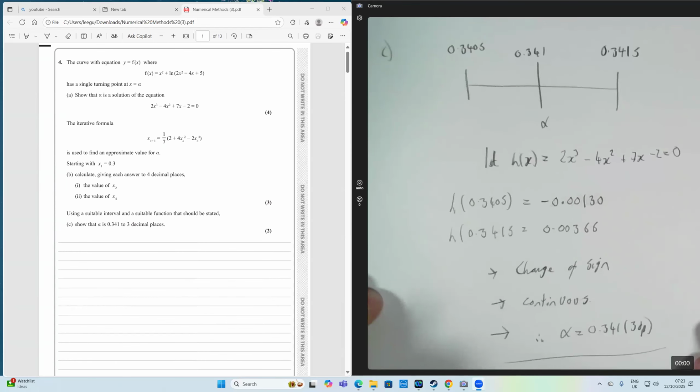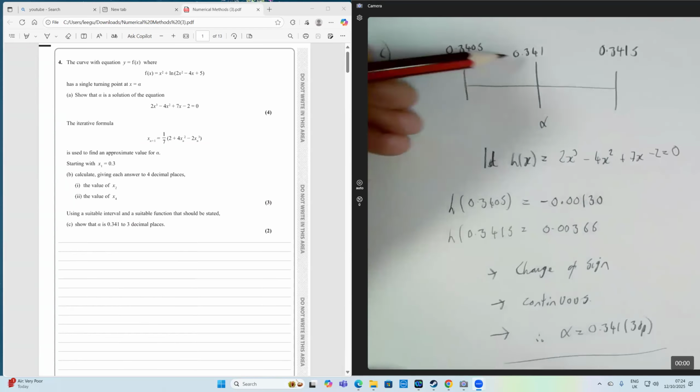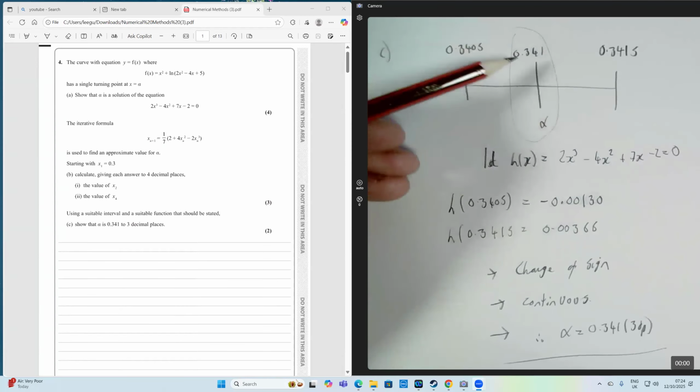Part C, the final part of this question. So it says using a suitable interval. Now this sometimes does cause confusion with students. Students are often a little bit confused about exactly what a suitable interval means. Show that alpha is 0.341, correct to 3 decimal places. Now, when they give you this, we have that alpha is equal to 0.341.